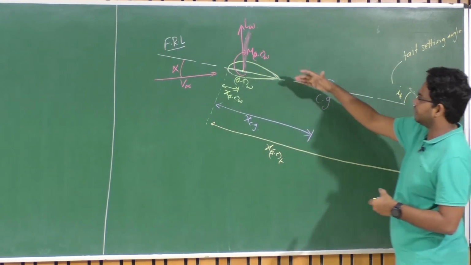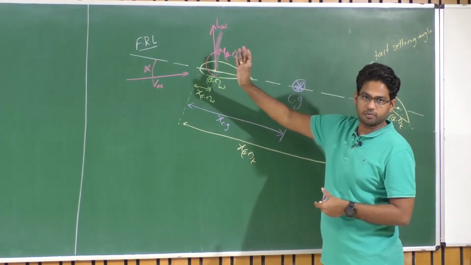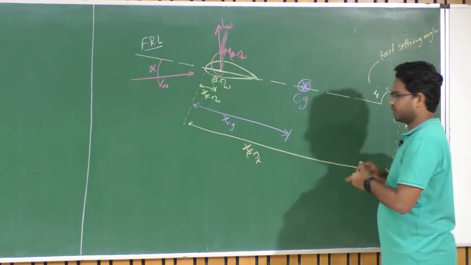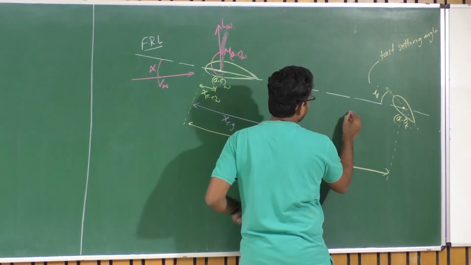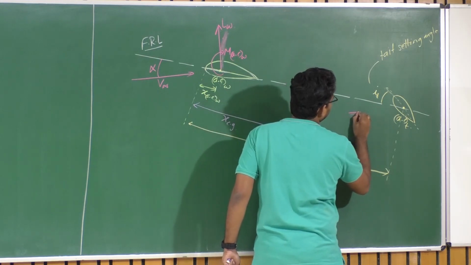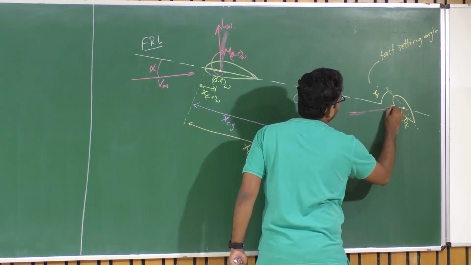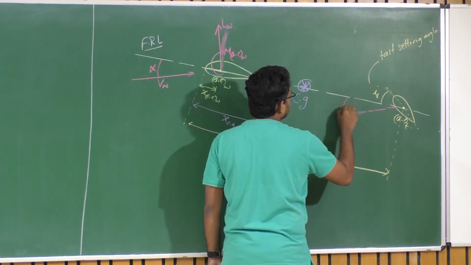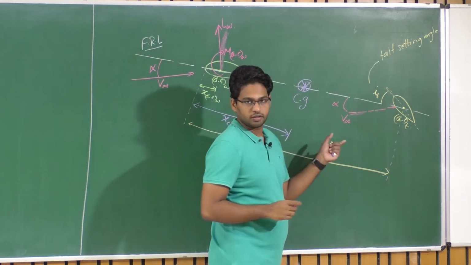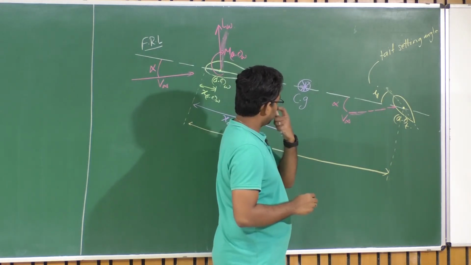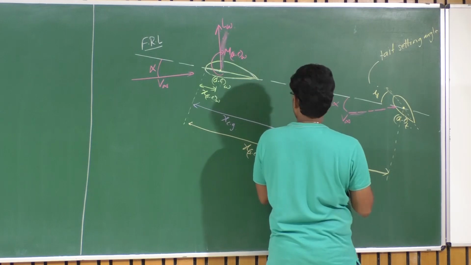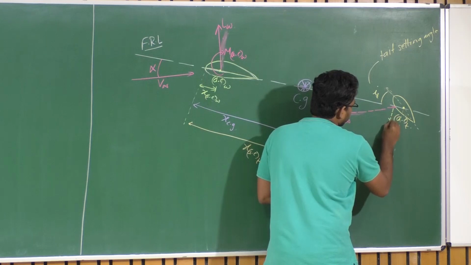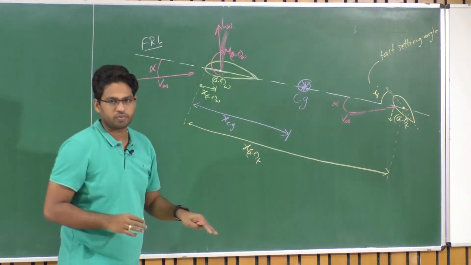Why? Because we witnessed from lifting line theory that the wing creates a downwash behind it, isn't it? So because of the downwash, say this is my actual V infinity. Ideally, this has to be my angle of attack. Ideally, it has to be there. But because of the downwash, there is a downward component of velocity. Downwash is nothing but the flow being pushed down by this wing.